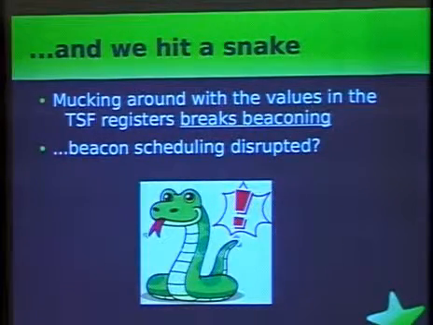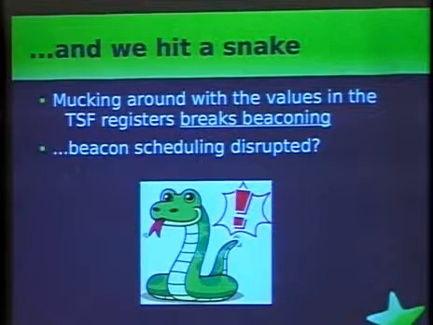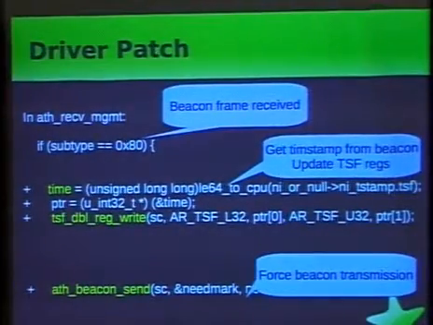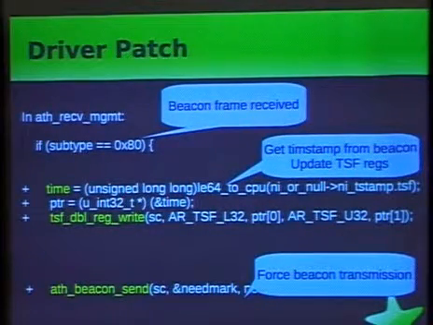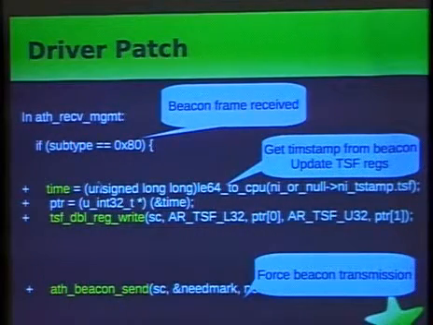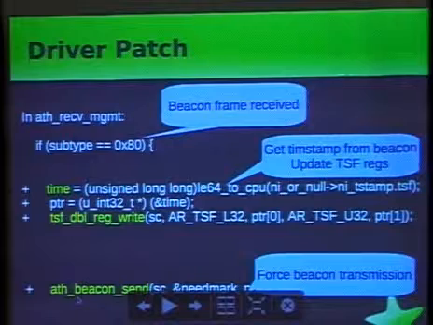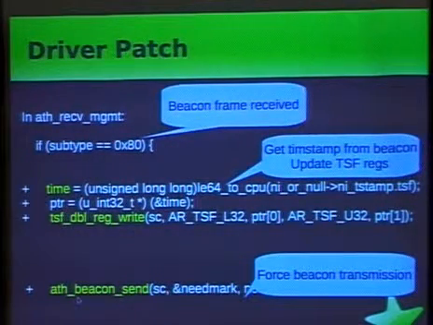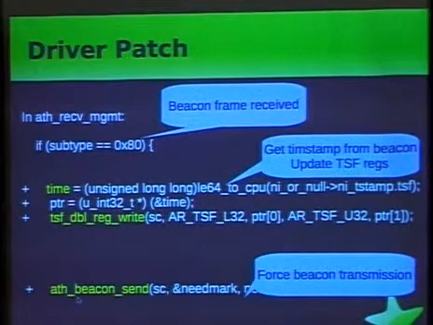You start overwriting the TSF register, and something about how beacons are scheduled and pushed out by the beacon send queue is broken. And here is this fat smiling snake, right? But that's okay, because we can nudge it. Right after we've gotten our timestamp from the real AP, we're going to kick the card saying it's time to send the beacon. And so that will force the beacon transmission, and the TSF timer actually stays overwritten.